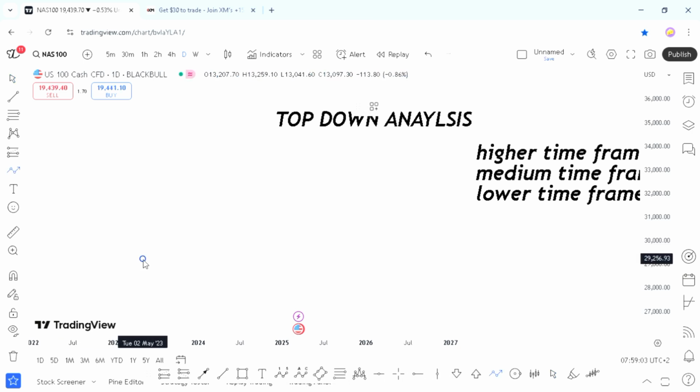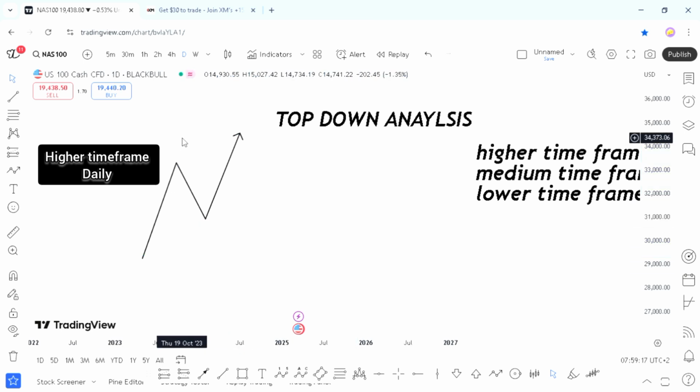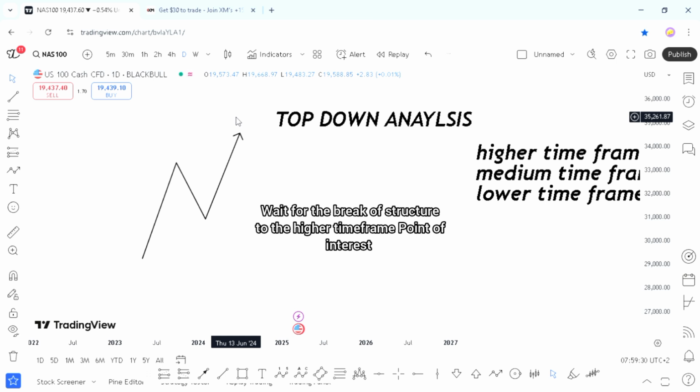So I'm going to be using color. I'm going to make this one black because this is our high time frame. Let's say this is our daily time frame. In this, you are an intraday trader, and on this daily time frame the market is in an uptrend structure. So in this case, you have to be looking for a break of structure.